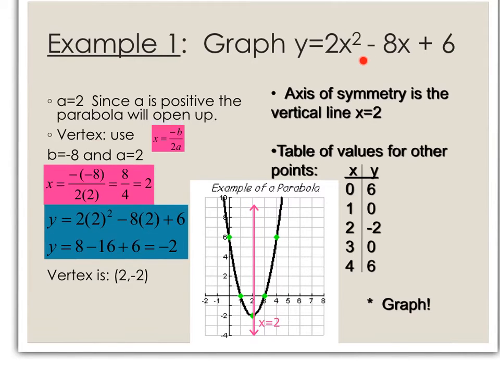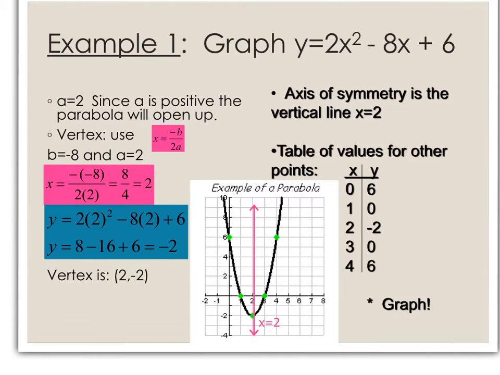B is negative 8. A is 2. We substitute in the formula as we see here, and the x-coordinate of the vertex is 2. Now, how do we find the y-coordinate? We take the value of 2 and substitute it back into this original function for x, and we get that y is equal to negative 2. So our vertex is (2, negative 2). Now, our axis of symmetry is the vertical line x equals 2.